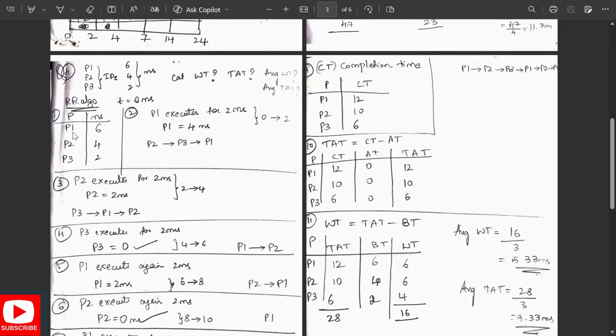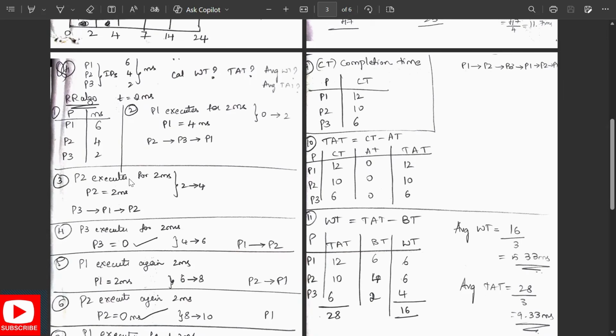Next, after P1, P2 gets executed for 2 milliseconds, from 2 to 4. What is remaining? 4 minus 2 is 2, so 2 remains. P3 and P1 come next, and P2 will come back again. Now P3 has only 2 milliseconds, so in 2 milliseconds it gets completed. P3 will be 0.